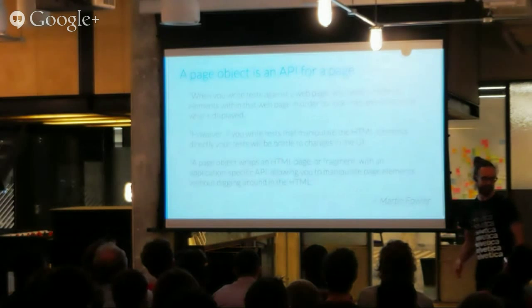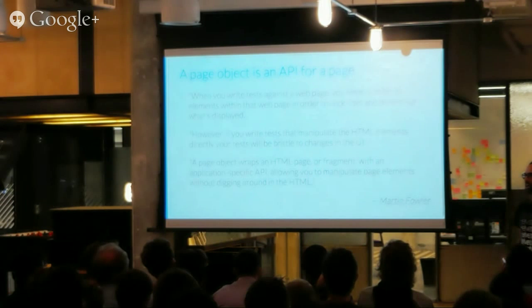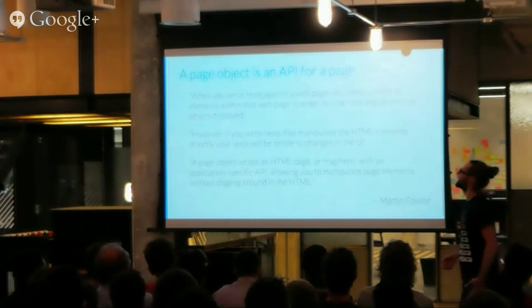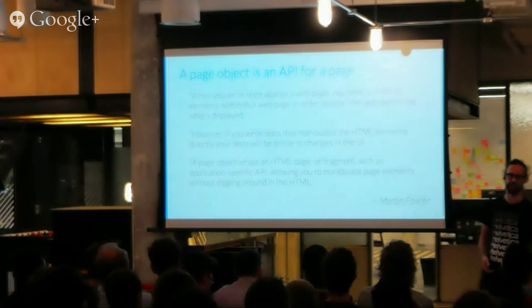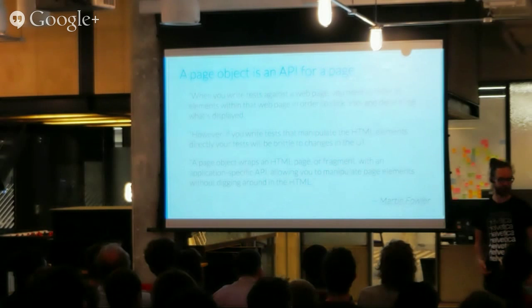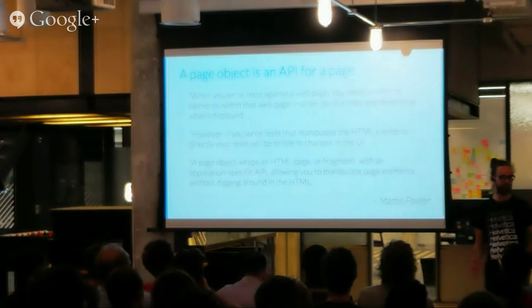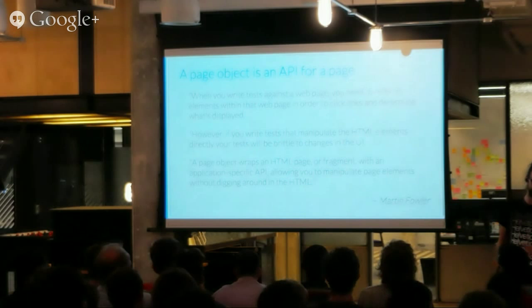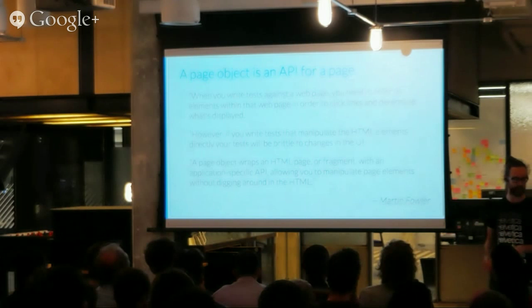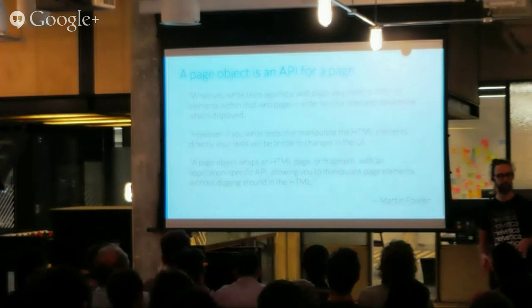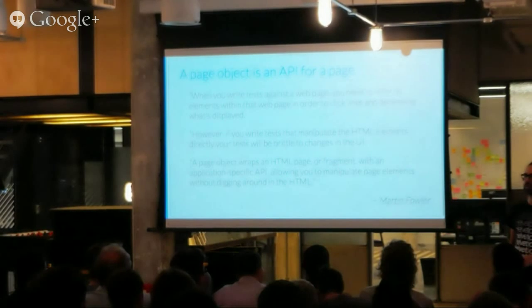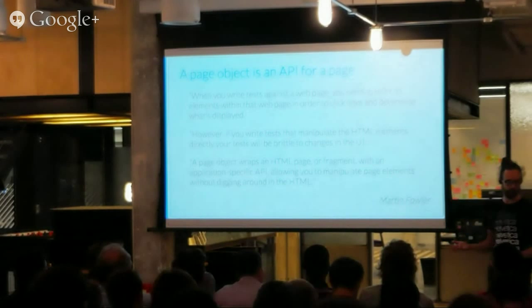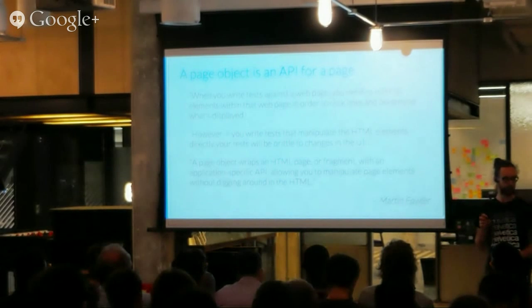So Martin Fowler, no talk is complete without a Martin Fowler slide. I wanted to define what page objects were, and I went and read his wiki page and he had a really great definition. So I'm just going to go over what he said. When you write tests against a web page, you need to refer to elements within that web page in order to click links, to determine what's displayed. However, if you write tests that manipulate the HTML elements directly, your test will be brittle to changes in the UI. So it's exactly the problem we're talking about in our step definitions before.